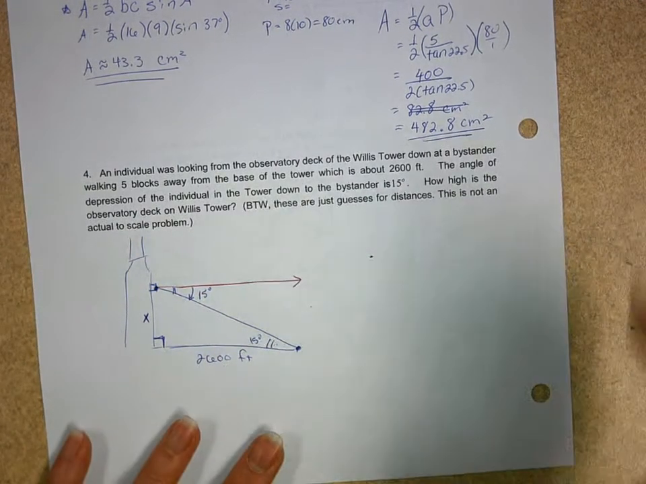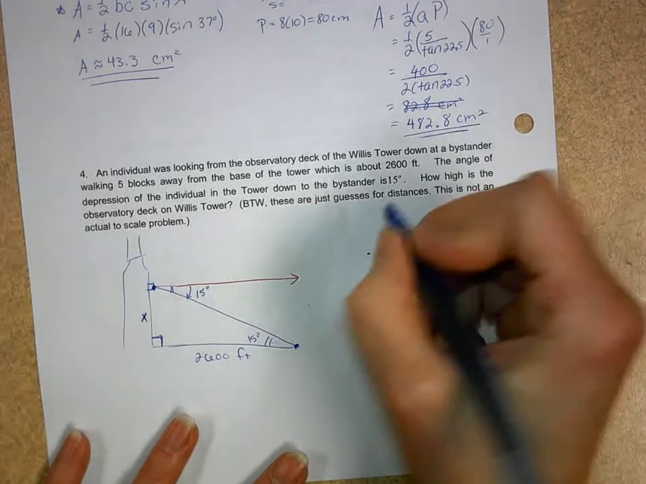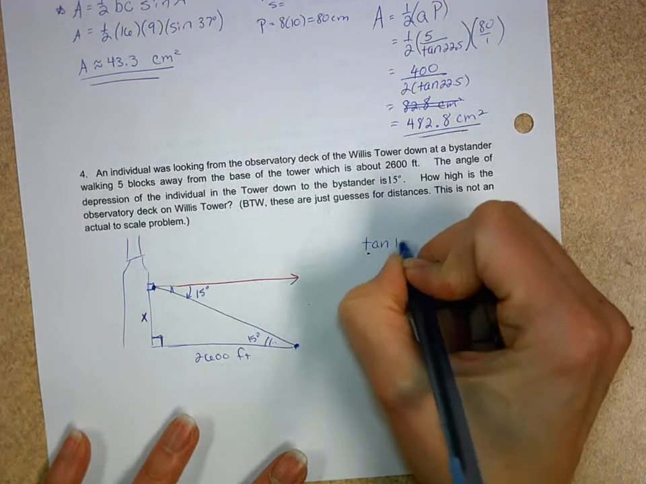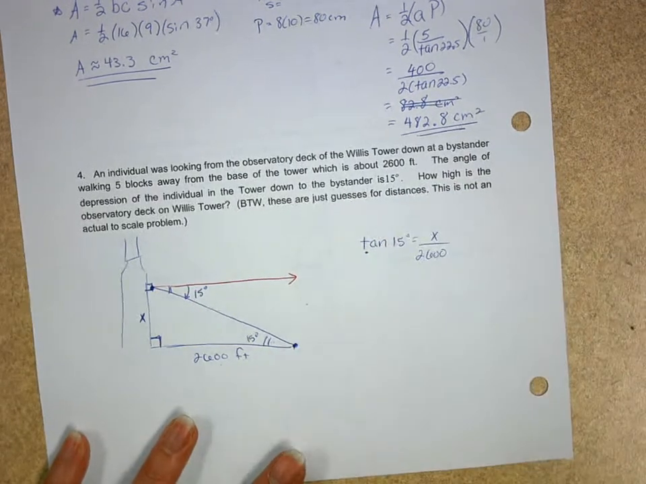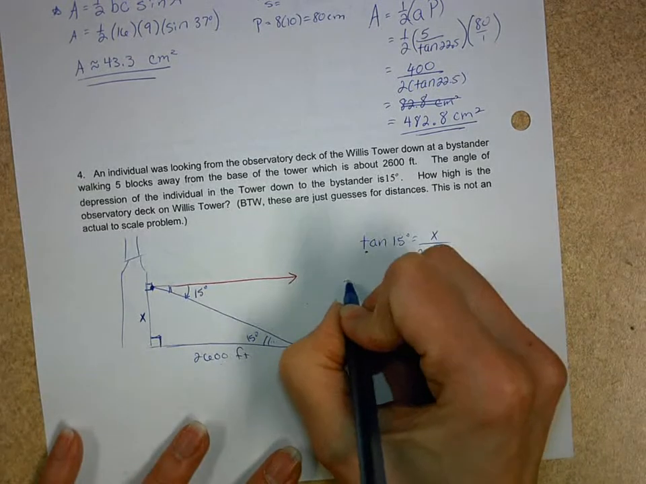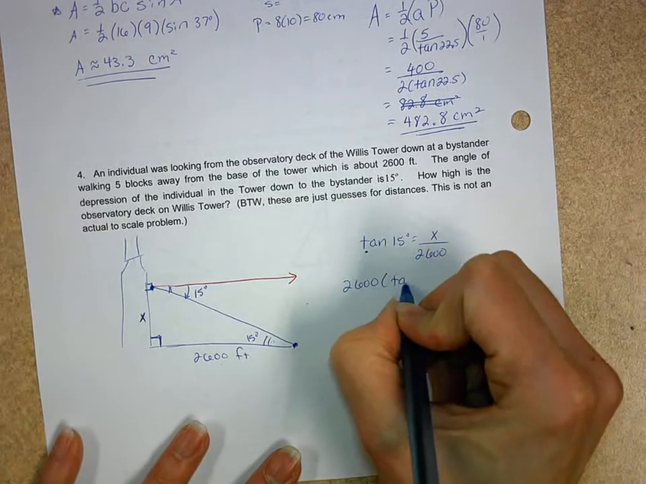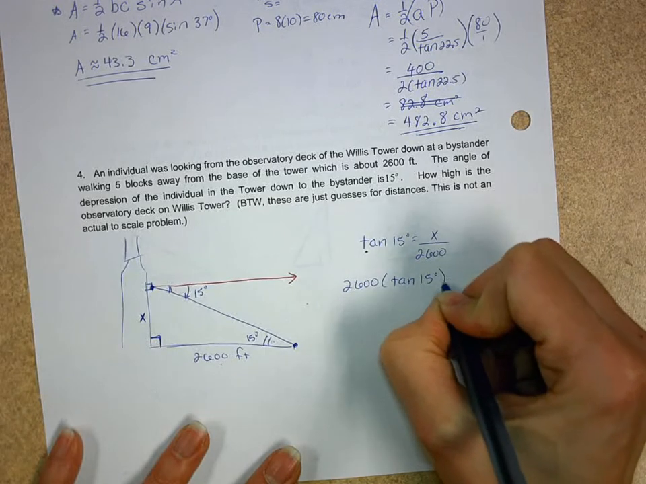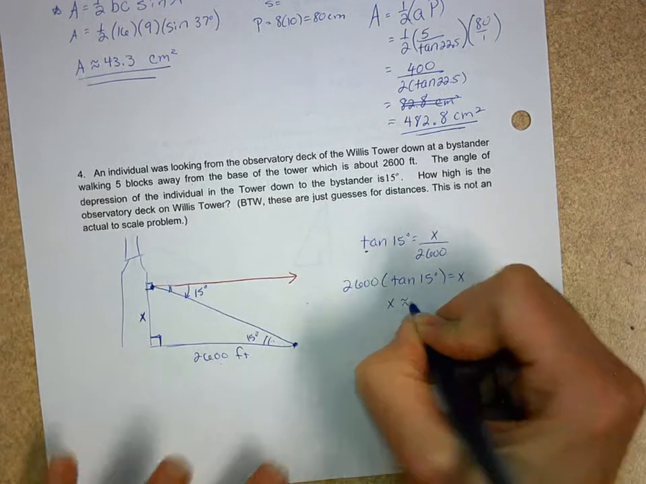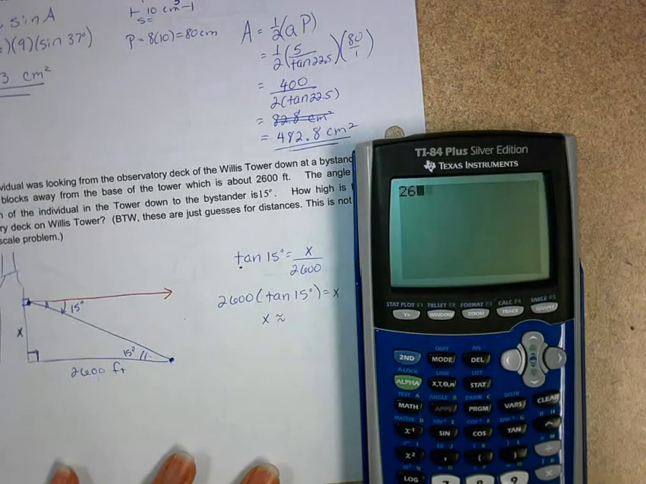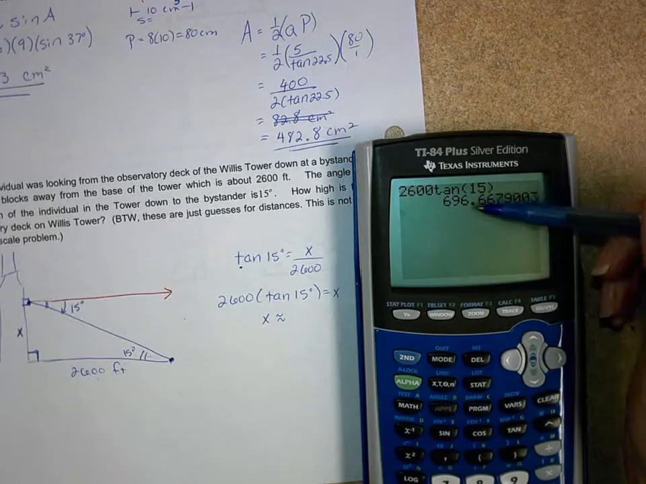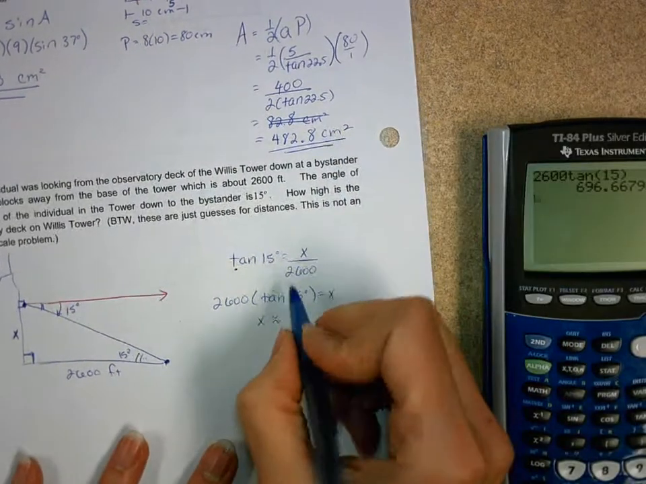So I'm going to set it up. The tangent of 15 degrees is opposite over adjacent, so I get X over 2,600. So now I'm going to multiply both sides by 2,600, so 2,600 times the tangent of 15 degrees equals X. So let's plug it in on our calculator, and this time I can do this one right, I promise. 2,600 times the tangent of 15, parenthesis. And it's about 696.7 feet.